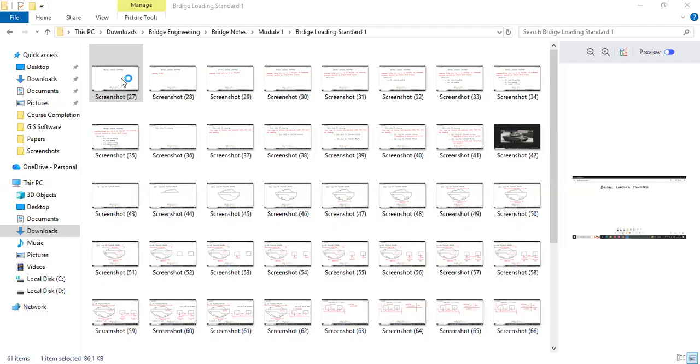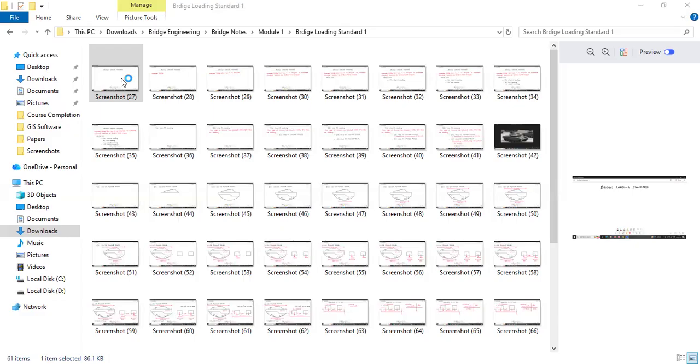Tracked vehicle is simulating an army tank of 700 kilonewton, and wheeled vehicle is simulating a heavy duty army truck of 400 kilonewton. So this is how the tracked vehicle will be. You have two tracks and you have some contact distance to the road. Okay, so this is how the track will be.